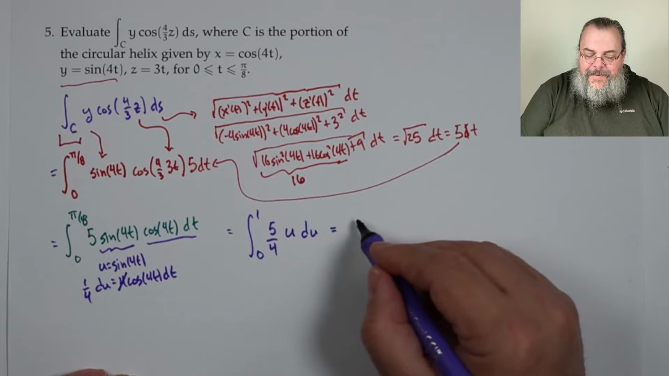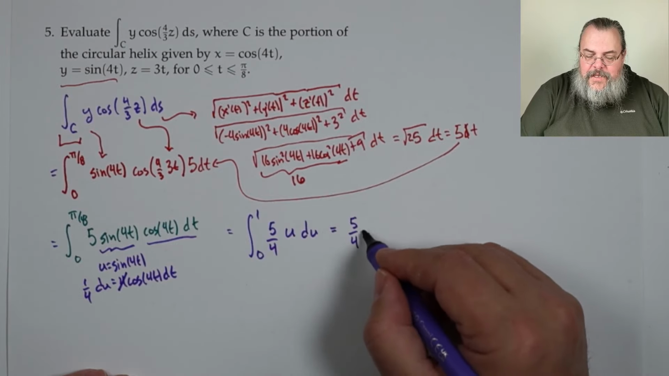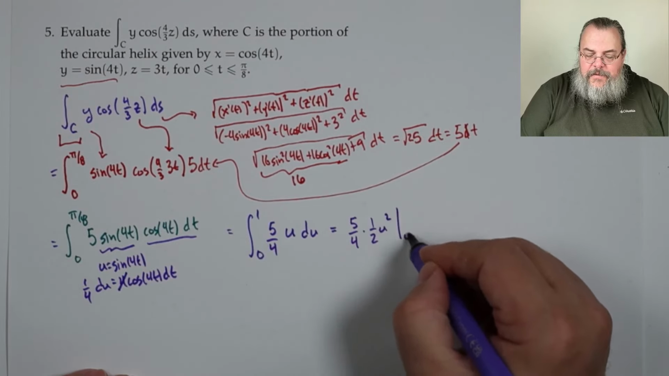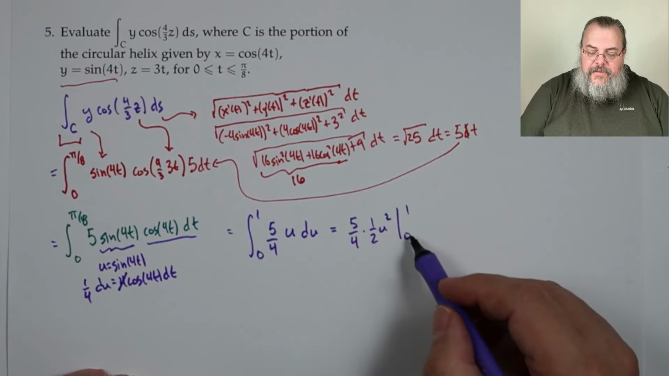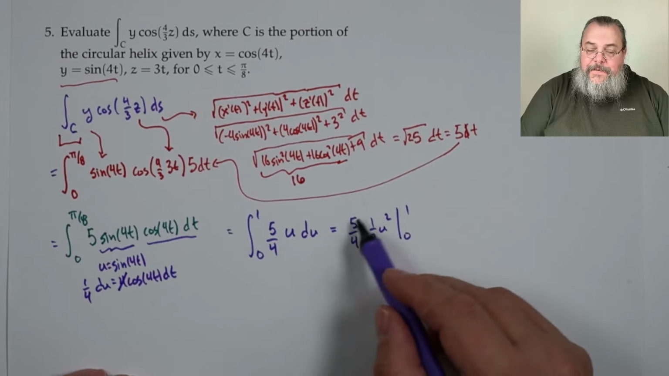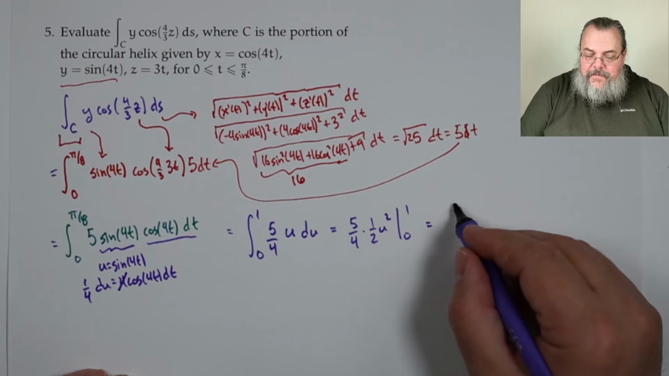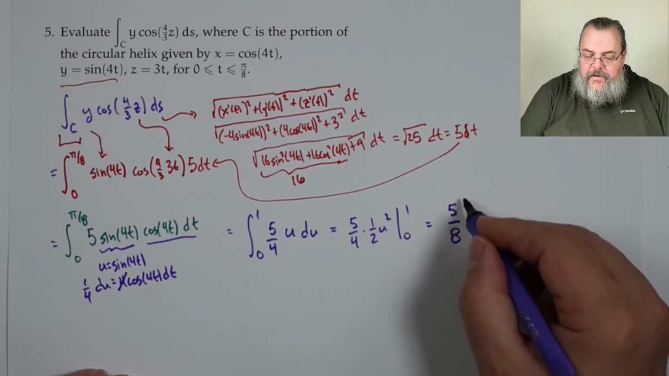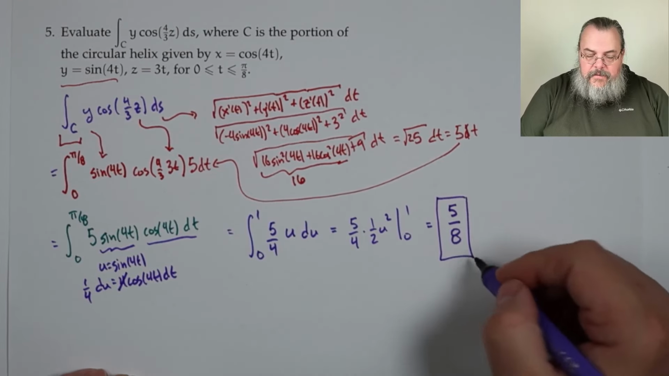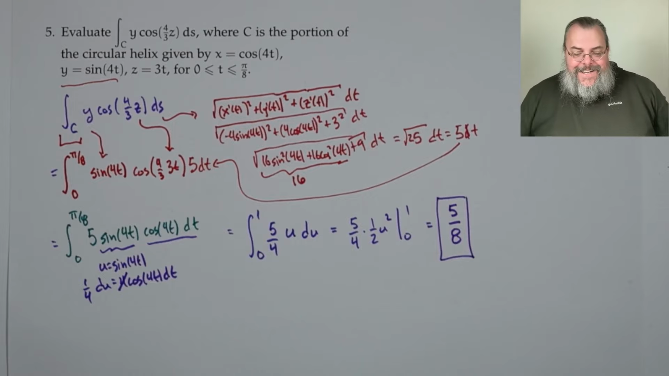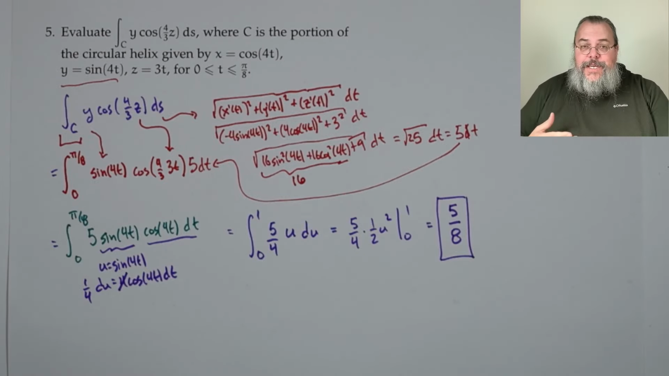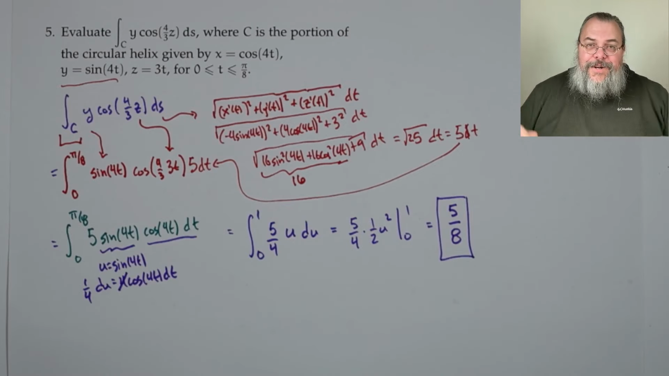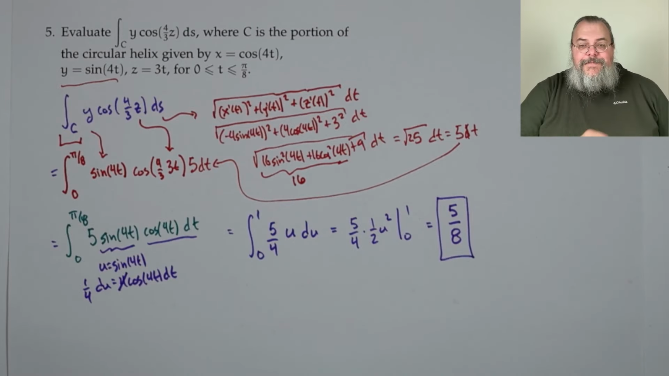Or, when we integrate, 5/4 times 1/2 u squared from 0 to 1. If you plug in 0, you get 0. If you plug in 1, you get 5/4 times 1/2, which gives us our final answer of 5/8. And there we go. All right, that's wonderful. And so that's a line integral, right? Put everything in terms of t and go for it. Life is good. Life is wonderful. All right, let's keep moving along.